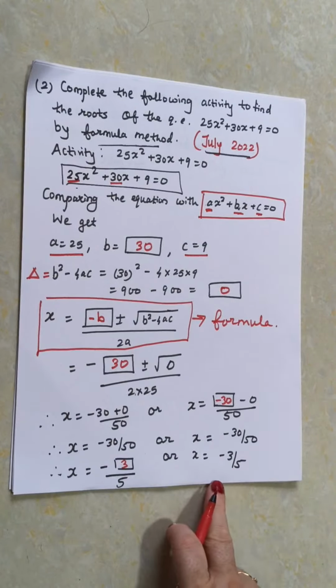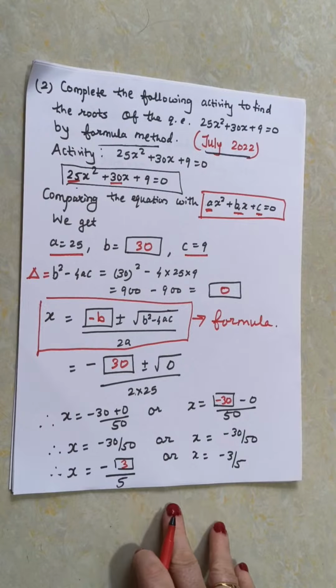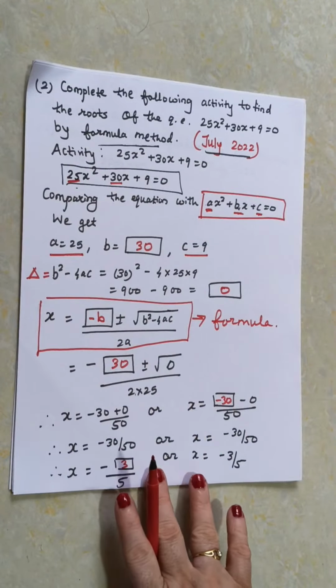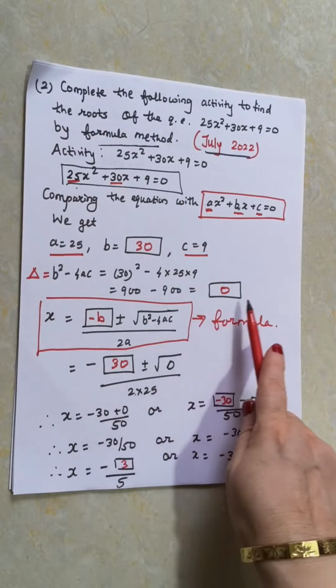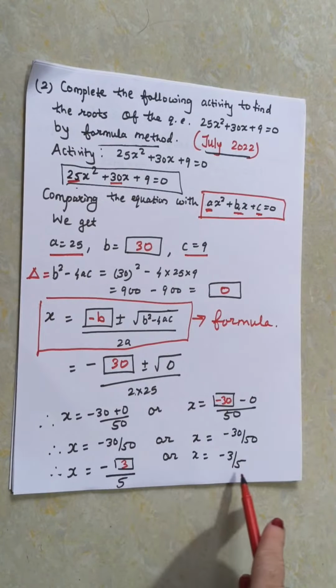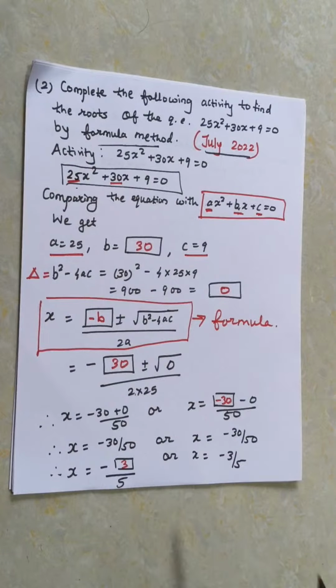Always keep in mind whenever we are solving quadratic equation having two roots, and whenever delta is equals to 0, you know that roots are real and equal. So here also delta discriminant is 0. So we got two roots which are real and equal. Both the roots are equal. You can see there are negative 3 upon 5.